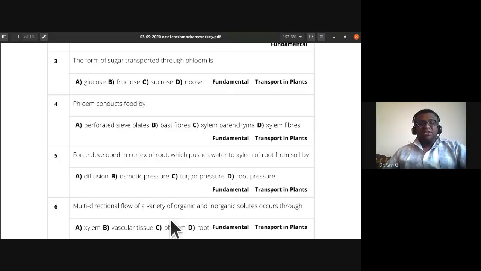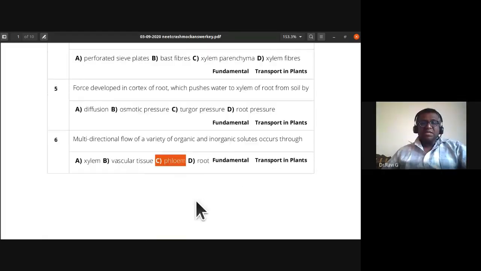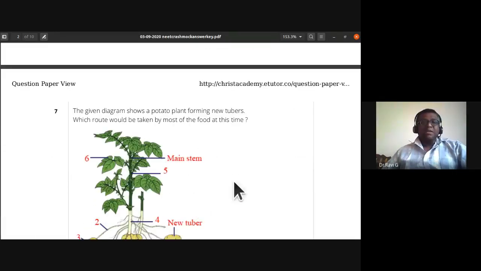The multi-directional flow of a variety of organic and inorganic solutes occurs through which tissue? Phloem. Yes, C, phloem is the answer. Phloem is the answer. Okay.